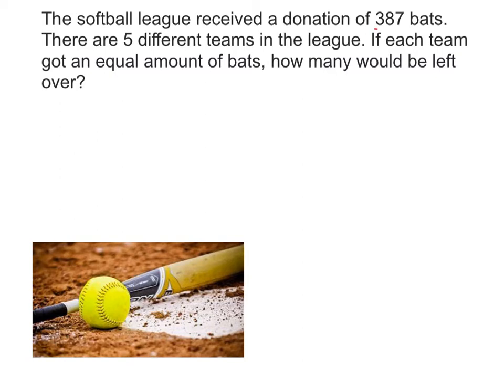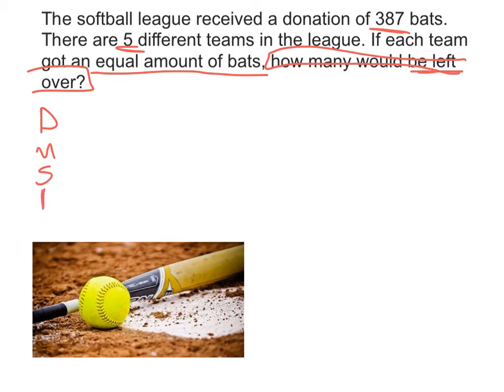So we see here we've got some important information. Equal amount of bats is important. But right now the question is asking just how many would be left over. So we are still going to have to divide, but we're really just going to be worried about the remainder. But we will still have to do all the different parts. So again, our steps for long division: divide, multiply, subtract, bring down, and repeat.